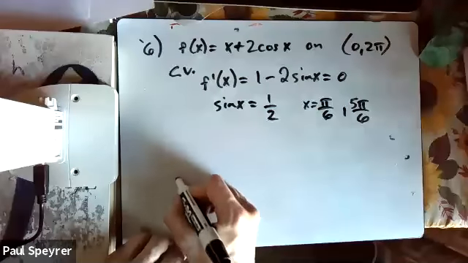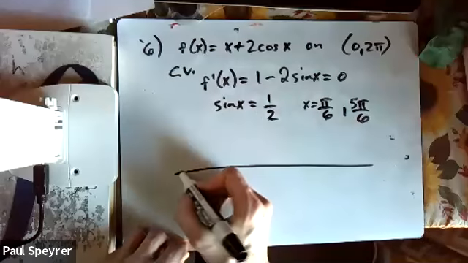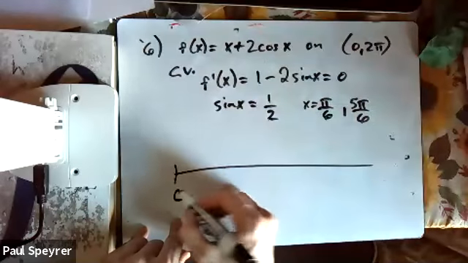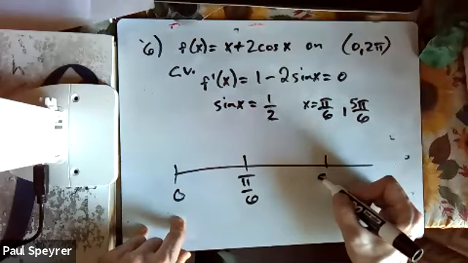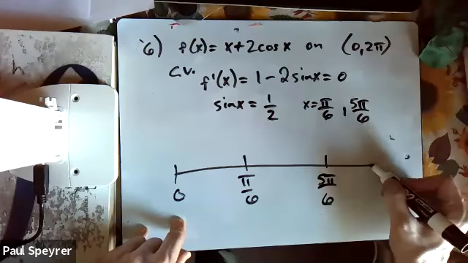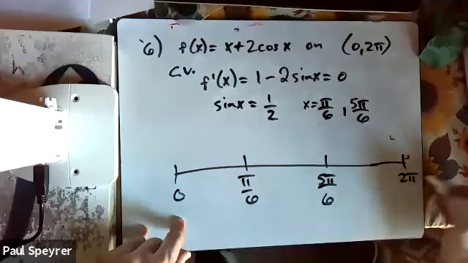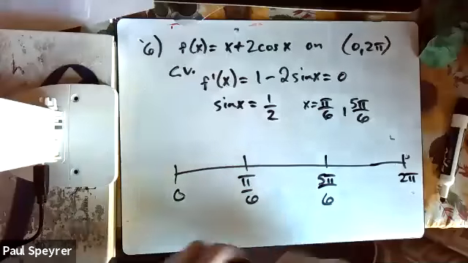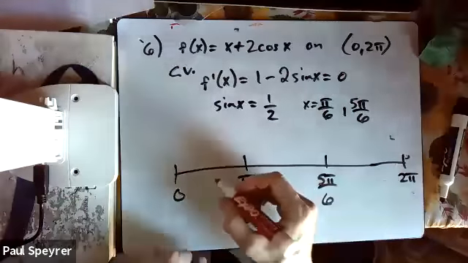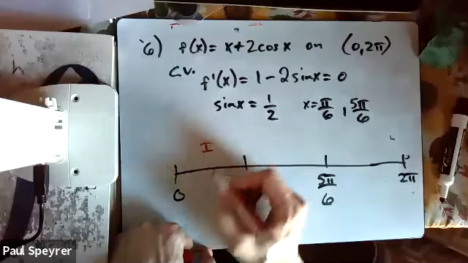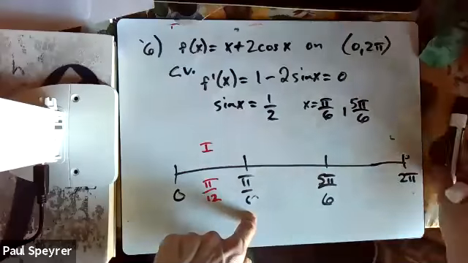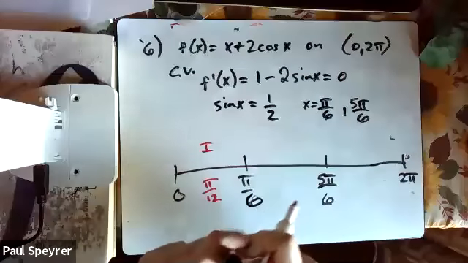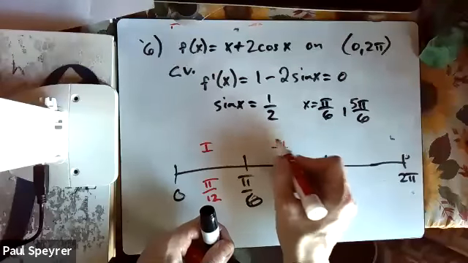Now we need to draw our line and do our testing, right? And this time we're trapped between 0 and 2 pi. So 0, pi over 6, 5 pi over 6, and then 2 pi. So what can we test? Something in between 0 and pi over 6. In that first region, you can do pi over 12. That's small. Something nice between pi over 6 and 5 pi over 6. Pi over 2, that works.